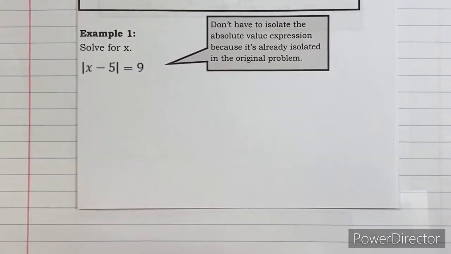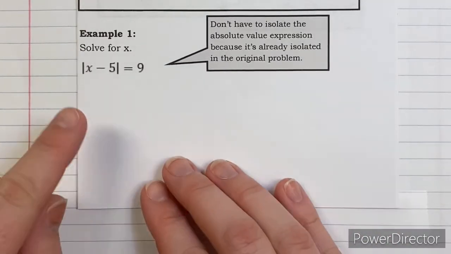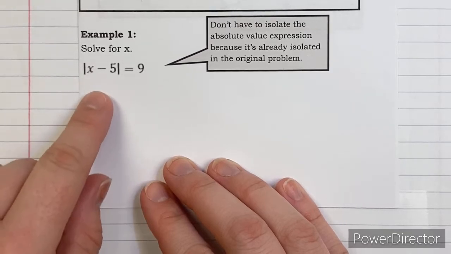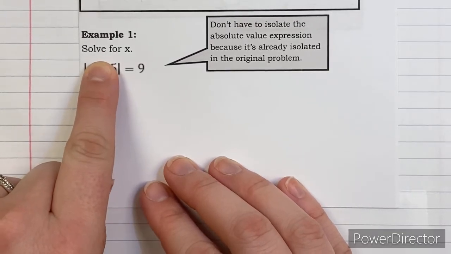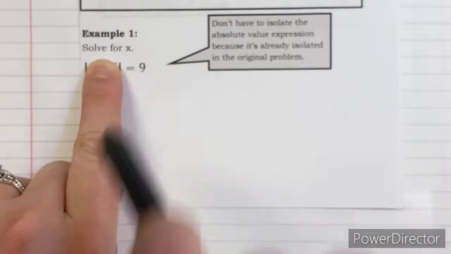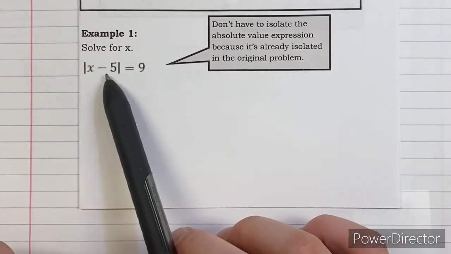So step 2 is to rewrite and get rid of the absolute value. So let me show you what this actually is. It says the absolute value, and I'm going to put my finger in there, of this number. We do not know what this number is yet because it's represented by x minus 5.